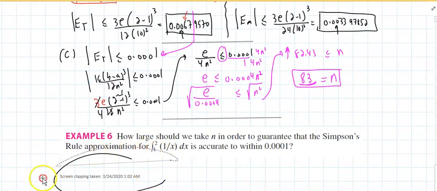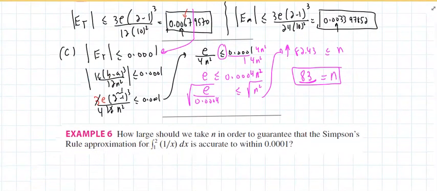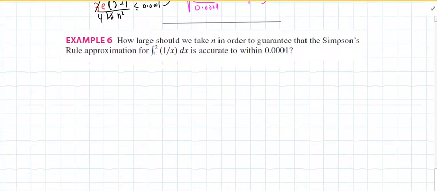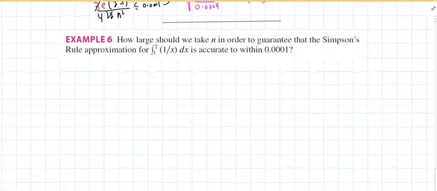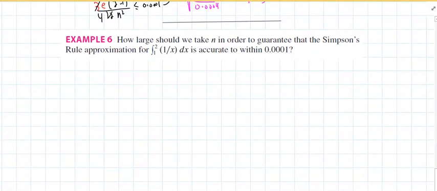Keep in mind, if I ask you to find how large n should be, automatically I'm forcing you to find k. So how large should we take n in order to guarantee that the Simpson's rule is accurate to the same decimal places? We're looking at the integral of 1 over x from 1 to 2, so f is actually 1 over x. If I'm using the Simpson's rule, whether I'm finding the error or I'm finding how large n should be, I need to find k, so I need derivatives. That's x to the negative 1.